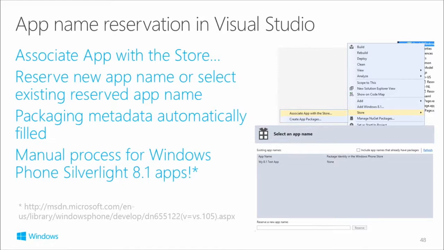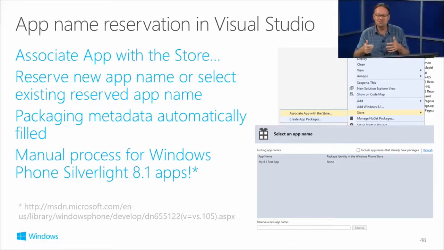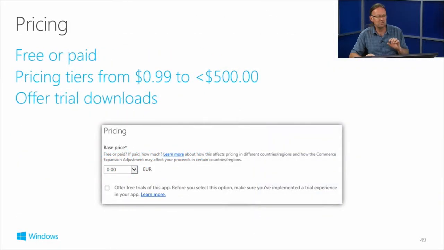You do that with this Store, Associate App with the Store, and this brings up this wizard where you can select one of the names, an existing one that you've already reserved. So if you end up building an app and you reserved a name and then you throw it away because it's rubbish, and you start a whole new project and build it up and go into Store, Associate App with the Store, you can select the same name you've already reserved before, because it's like you're starting over. Or you can create a new one, reserve a new one, just by entering one at the bottom there. It is a manual process for Silverlight 8.1 apps, which I will show you.